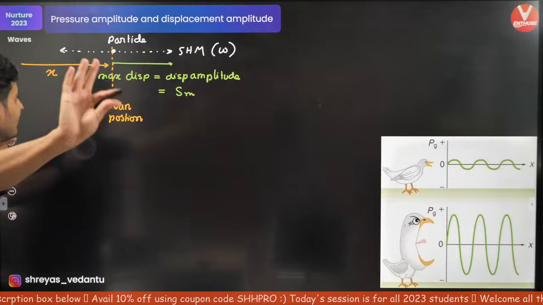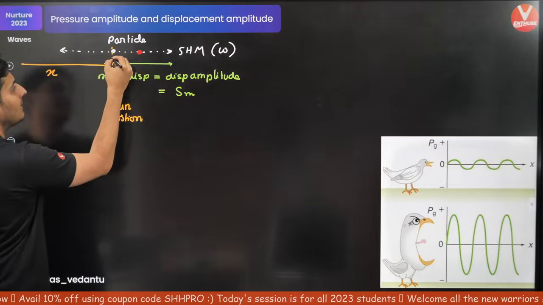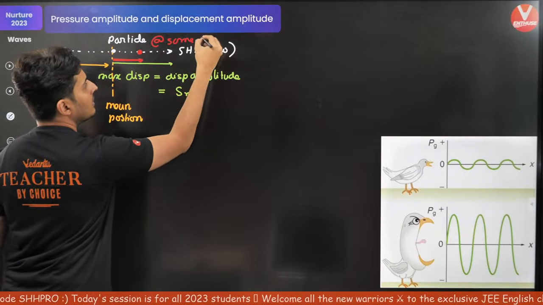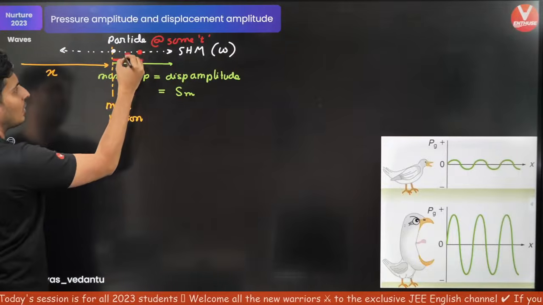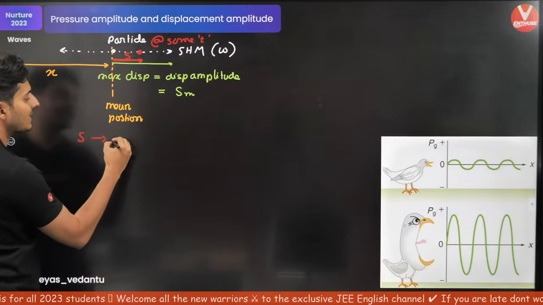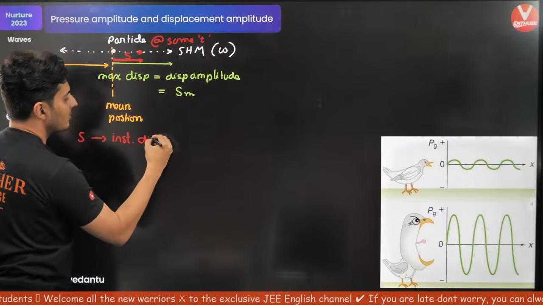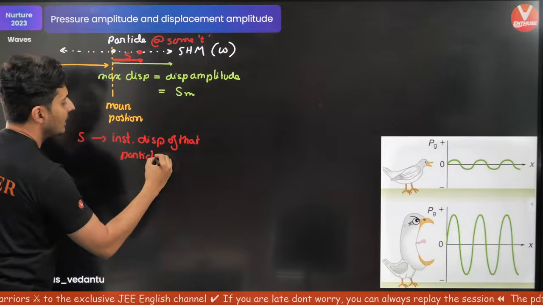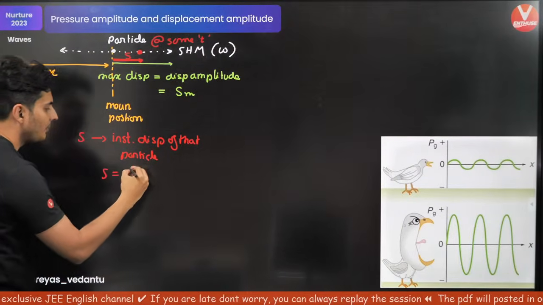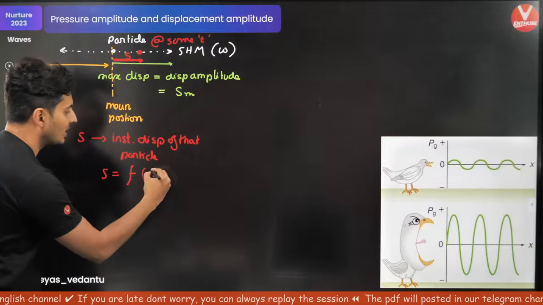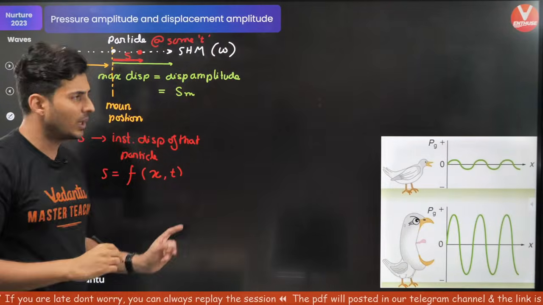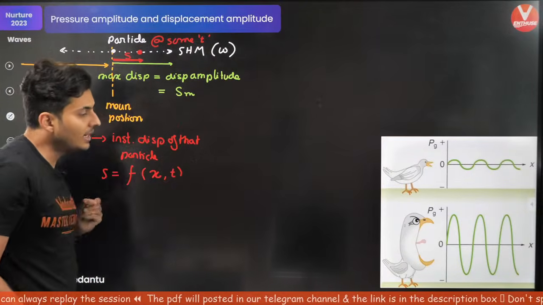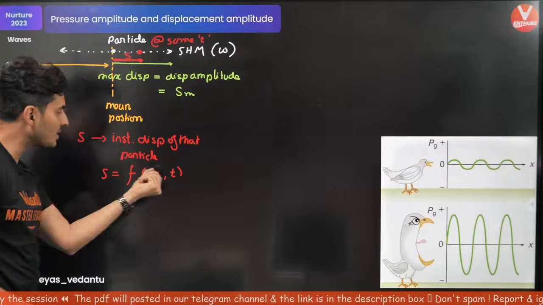Now, at any instant, the particle will have some displacement. This is at some time. This will be the displacement. I will call it S. So S is basically the instantaneous displacement of that particle, and this S will be a function of x comma time, just like before. In transverse wave, the y displacement was a function of x and time. Here, the displacement along x is a function of x and time.